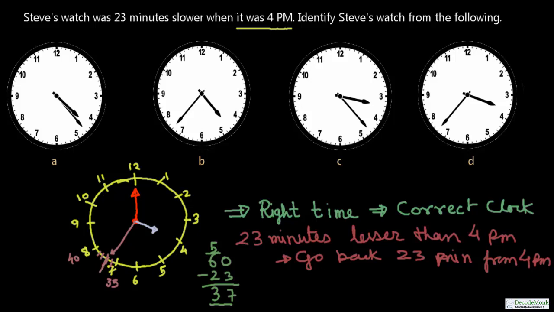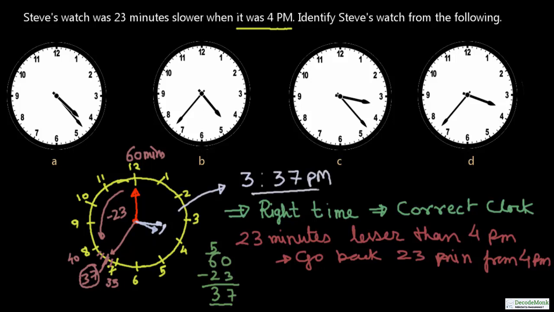The minute hand will be backwards by 23 minutes. So this point is the 60 minutes point. From 60 minutes, if we go back 23 minutes, it will be 37. And therefore, the hour hand will also go somewhat backwards, somewhere between 3 and 4. So the hour will be 3, and because the minute hand is at 37, it will be 3:37 p.m. and this is the answer.